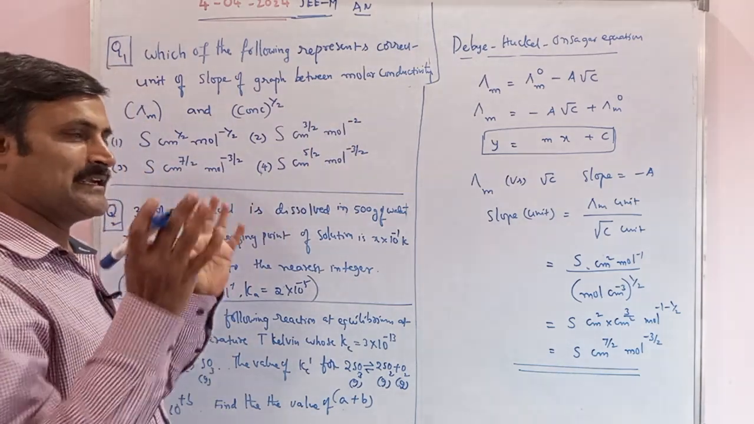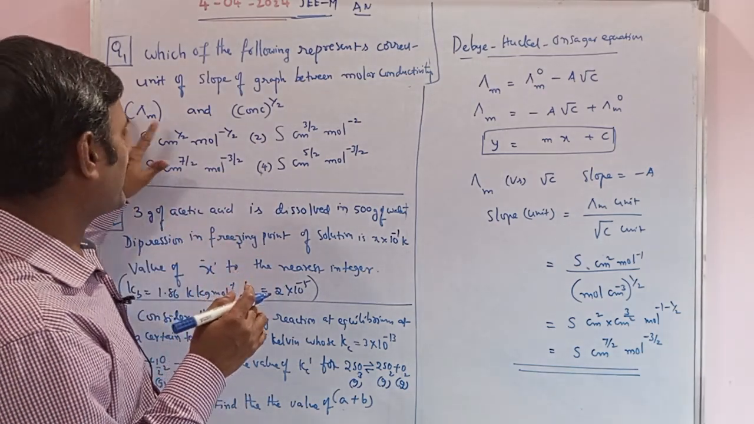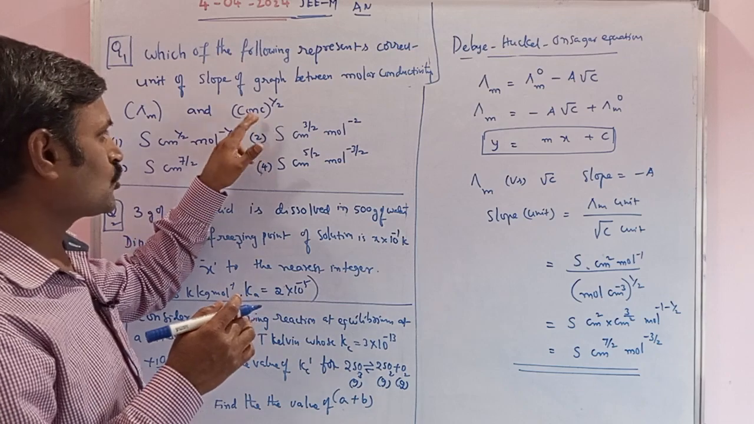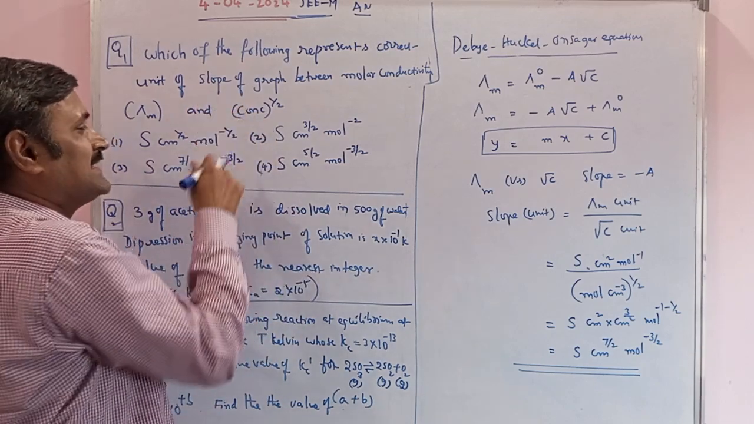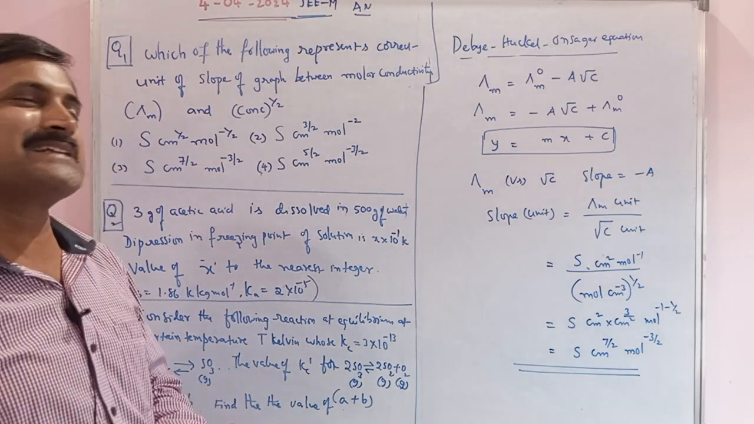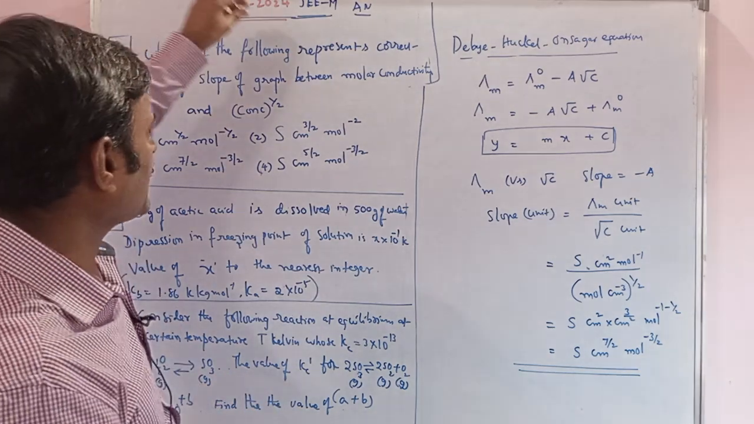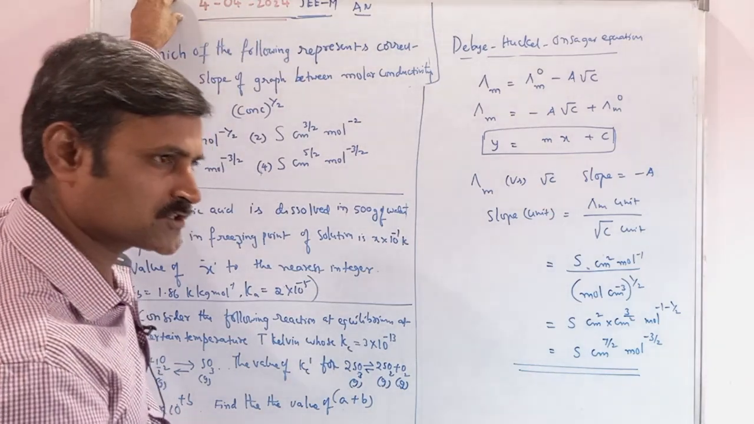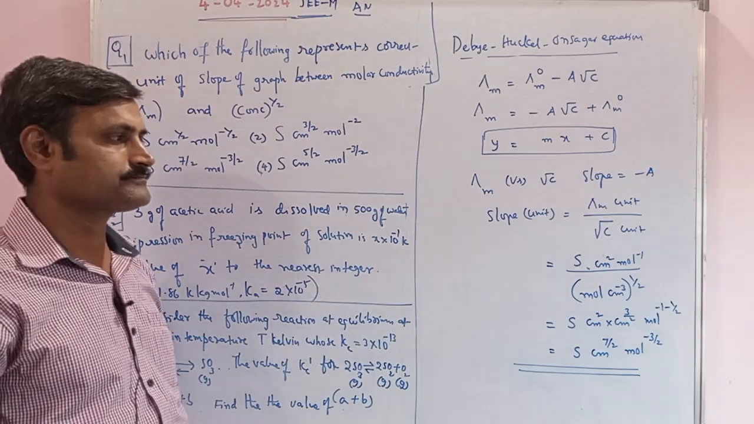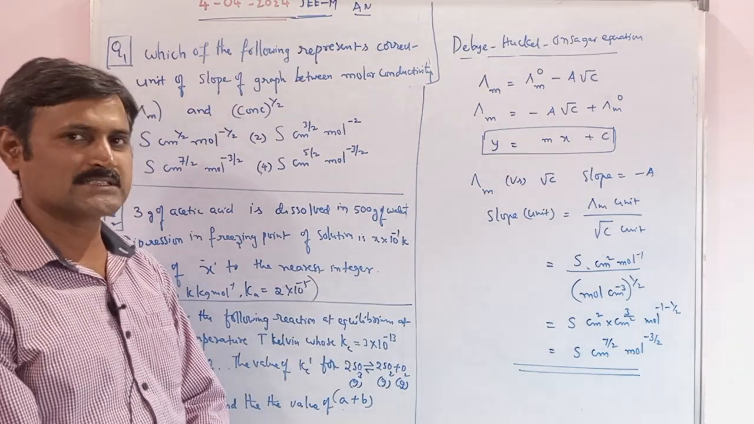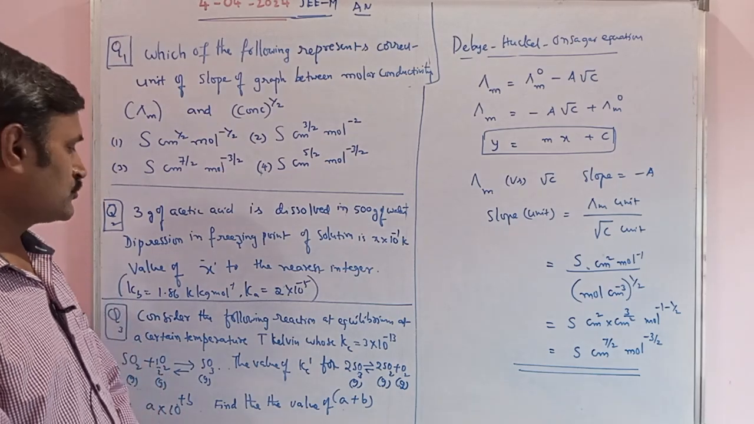So indirectly they gave the Debye-Hückel equation and asked about the lambda m and concentration root graph, in which the slope is indirectly discussed. It is one of the interesting questions which they asked in that JEE Mains afternoon session of April 4th, 2024 from the electrochemistry chapter. I hope you understand this one. Please take a snapshot of this to move to the next one.